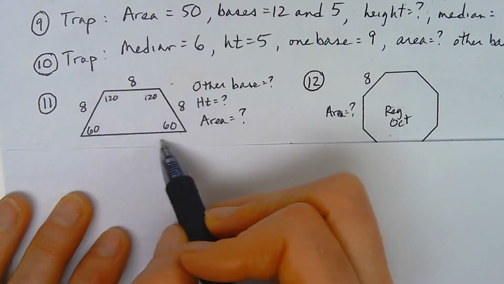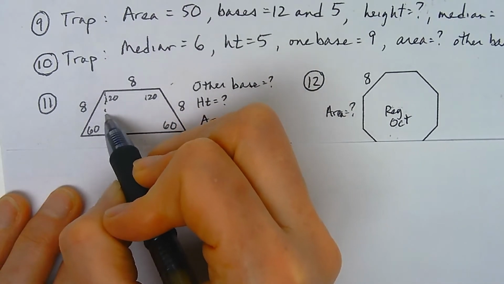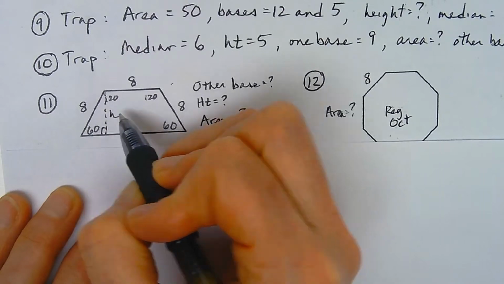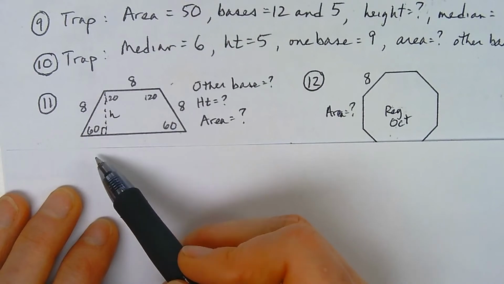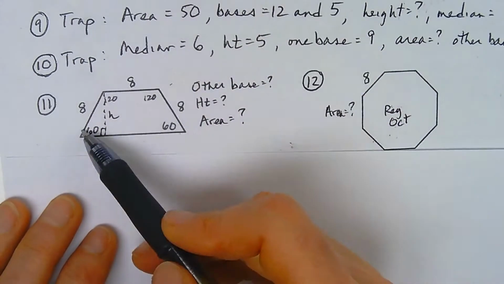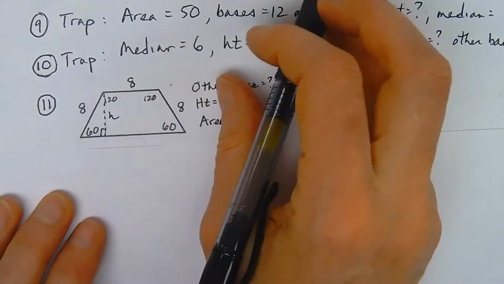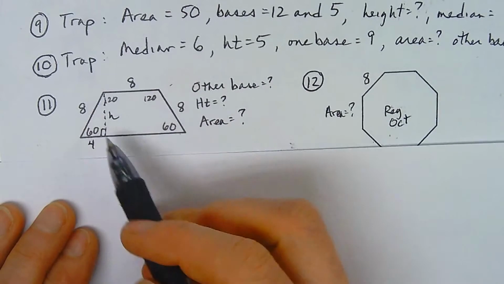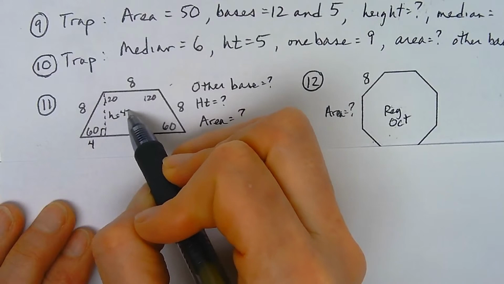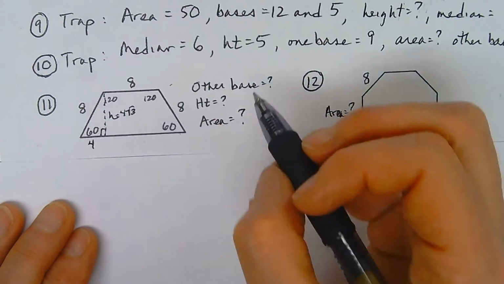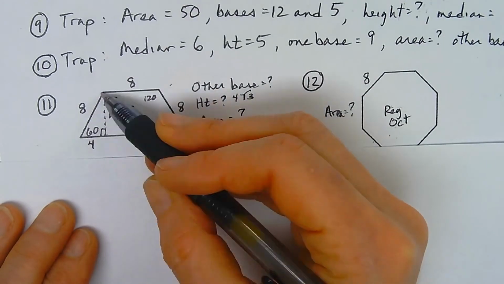So looking at this trapezoid, I can see that if I drop a height down here at a 90-degree angle, I have cut off a triangle on this end that is a 30, 60, 90. So given the hypotenuse of a 30, 60, 90, I can find the short side, and the short side of this little triangle here will be 4, half of the hypotenuse. And then the height of this 30, 60, 90 degree triangle will be 4 rad 3. So I've already found the height very quickly just by dropping a height and noticing that this is a 30, 60, 90.